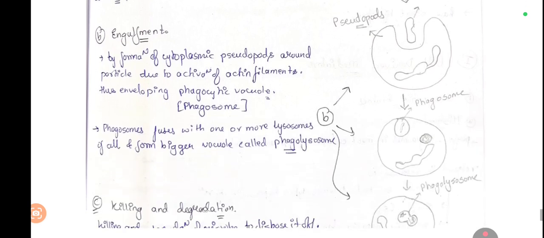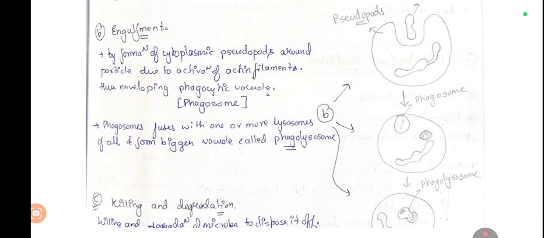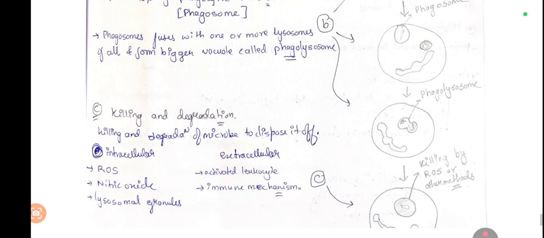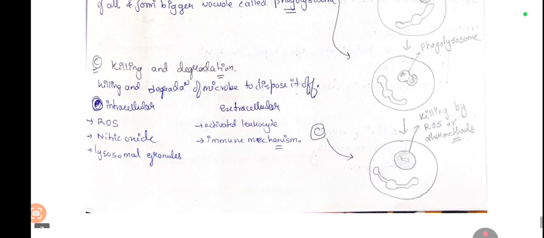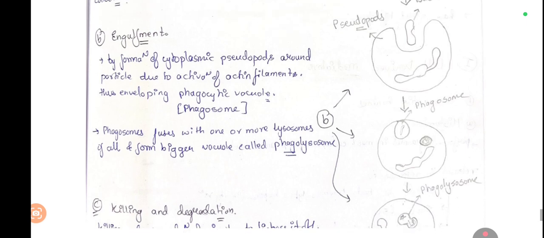Phagosome. The phagosome fuses with one or more lysosomes of the cell and forms bigger vacuoles called phagolysosomes. Killing and degradation of microbes can be intracellular and extracellular. Intracellular, the agents which help in killing and degradation are reactive oxygen species, nitric oxide, and lysosomal granules. Extracellular killing is by activated leukocytes and immune mechanisms.